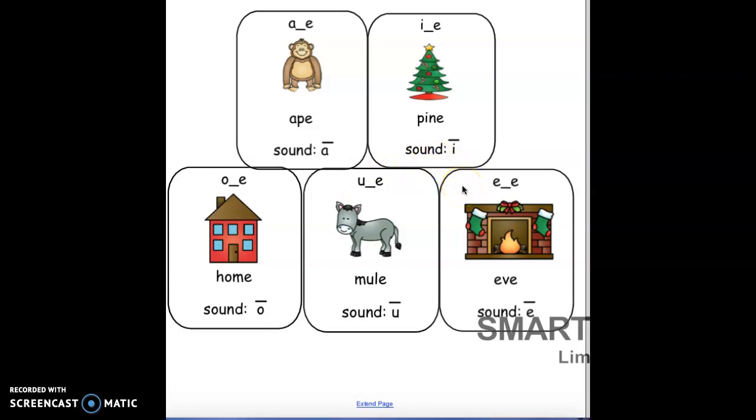E, consonant, magic E, Eve, E. What does the E do to the E? Make it say its name, and the name is E, and the sound is E.